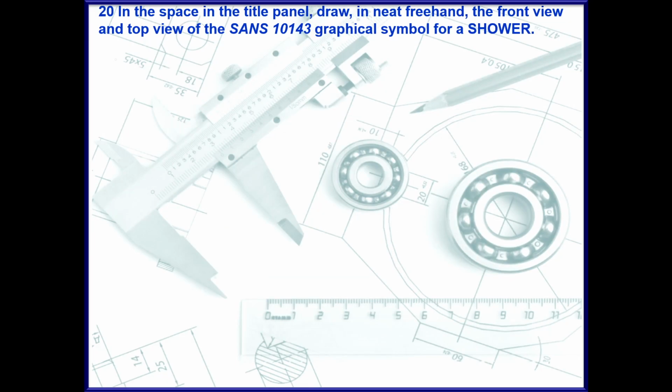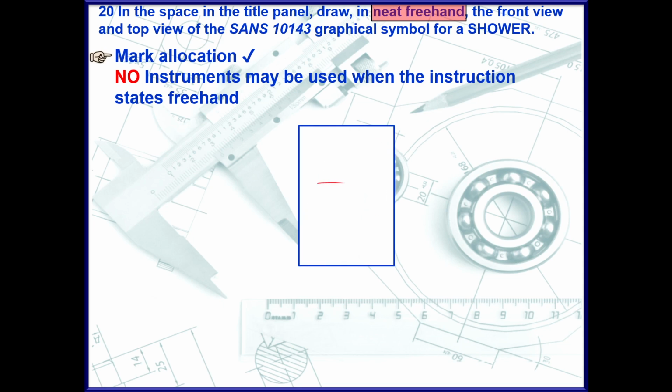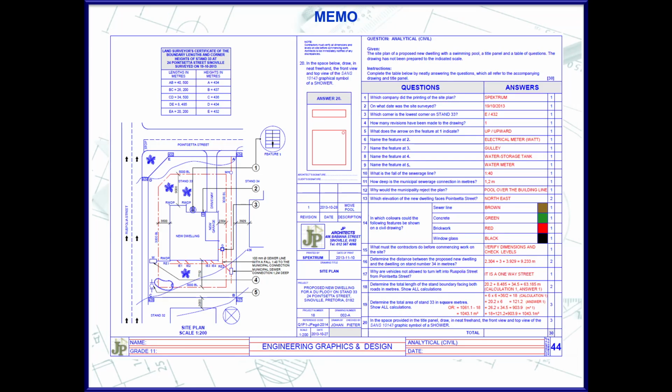Please take note that the instructions state that we must draw our convention in neat freehand, which means that there will be a mark allocation for drawing the convention in freehand. So no instruments may be used when the instruction states freehand. And this concludes our explanation for page 44 on civil analytical drawings.